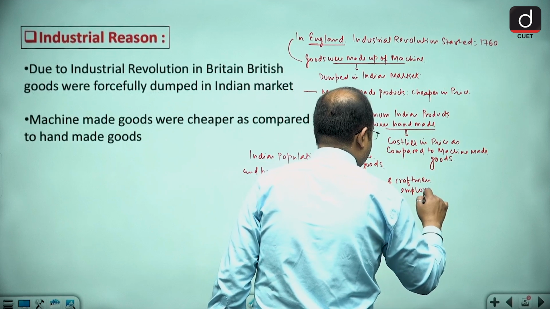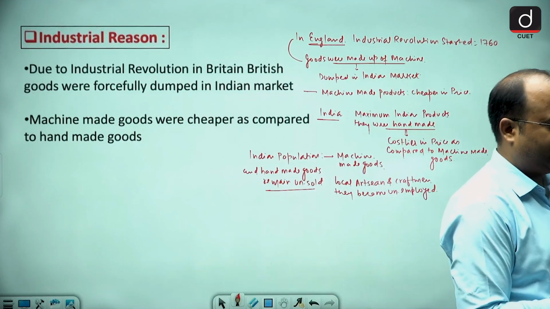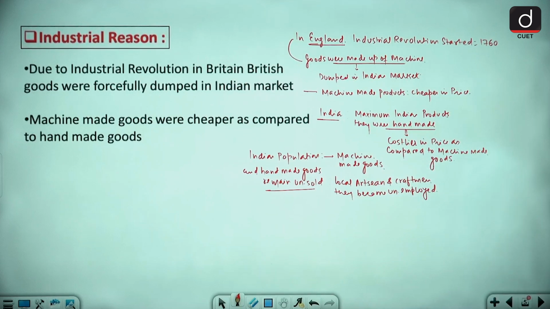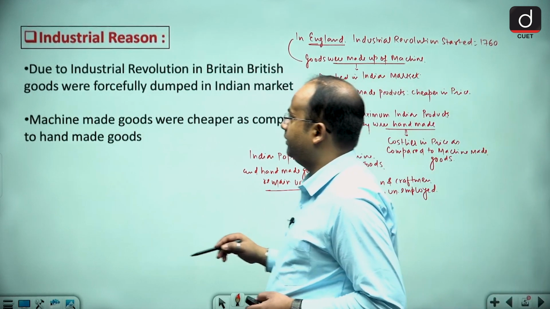And once they became unemployed, guys, what will happen? The level of frustration and anger that started in the minds of Indian artisans and craftsmen finally converted into the revolt of 1857. What happened after this level of frustration started in the mind of Indians? It ultimately converted into the revolt of 1857.